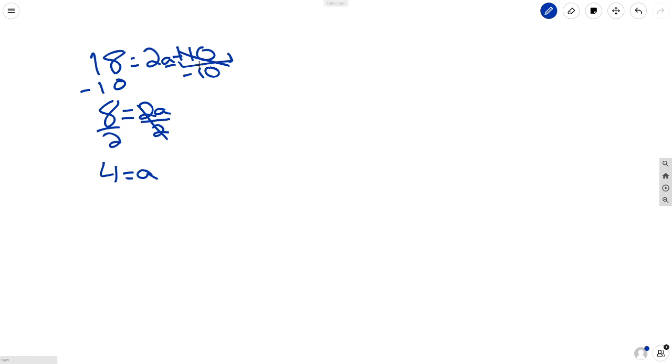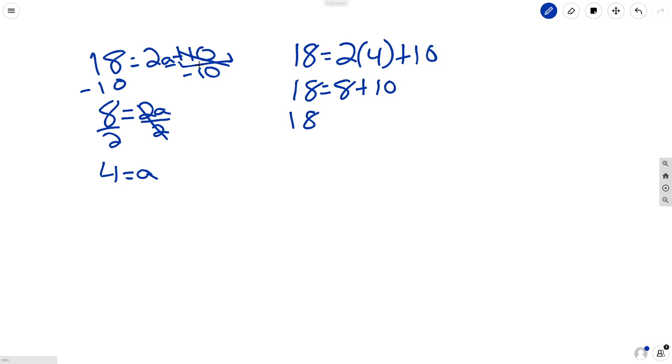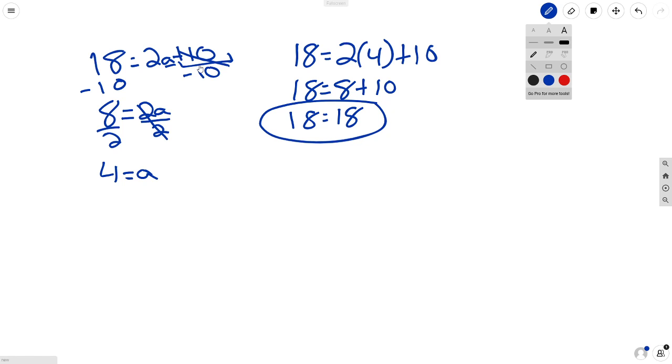Well, let's check that to make sure, because again, we had to do a few different things here, so we want to make sure we got everything correct. So we have 18 equals 2, and we're going to plug the 4 in for a, plus 10. 18 equals 2 times 4 is 8. And 8 plus 10 is 18. So we did do this correctly, since we got 18 equals 18, and that is a true statement.